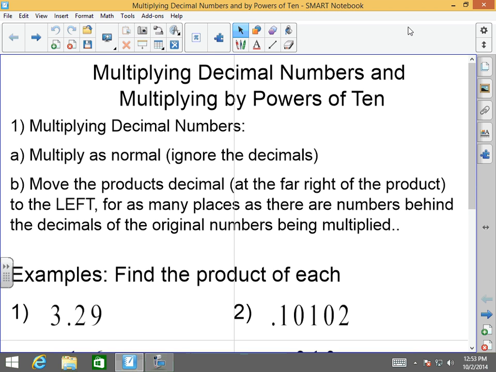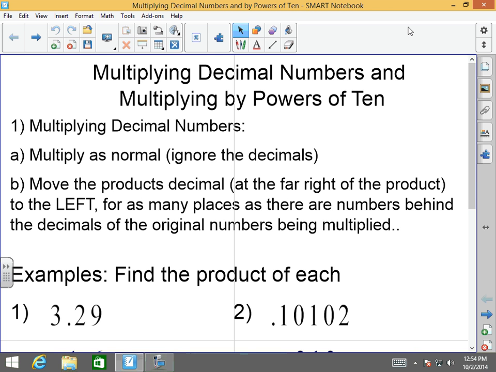Mole's math class. Today we're going to be talking about multiplying decimal numbers and multiplying by powers of 10. Two very important and powerful skills that will be used for the rest of your mathematical careers. So it's very important that we understand this. Okay, so let's just get right to it.